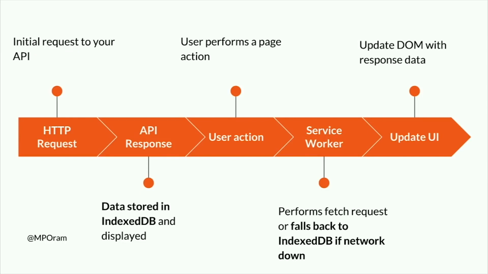So we can come back to this slide. We're doing our initial request to our API. It goes and gets the data, stores it in IndexedDB, and we display it. The user then performs a page action, like a page refresh, or changes pages to a page that requires the same data. The service worker kicks in and performs a fetch request, or falls back to IndexedDB if the network is down, and pulls the data back out of the cache. And then your front-end code can just update the UI as if it had data back from a standard request.